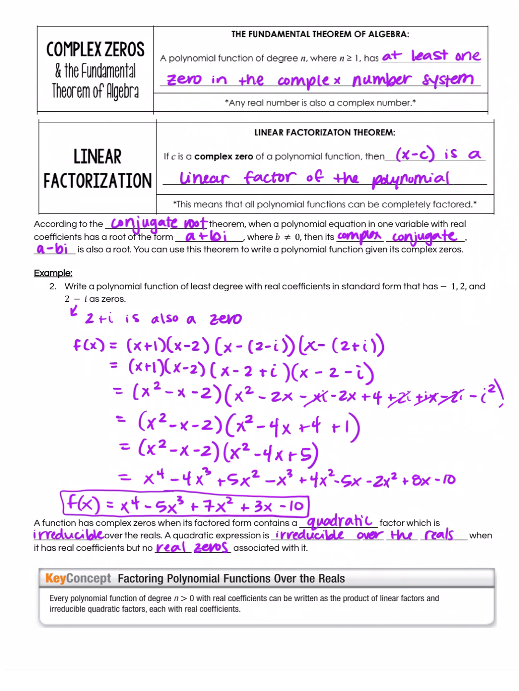So now, a function has complex zeros when its factored form contains a quadratic factor which is irreducible over the reals. A quadratic expression is irreducible over the reals when it has real coefficients but no real zeros associated with it.